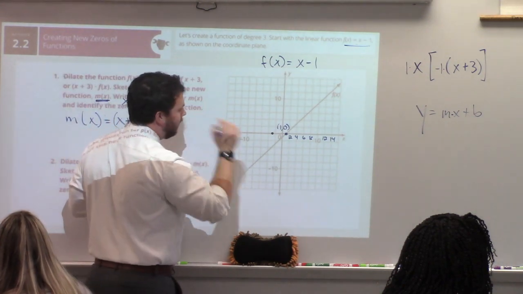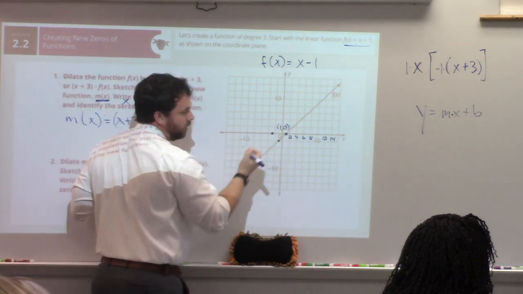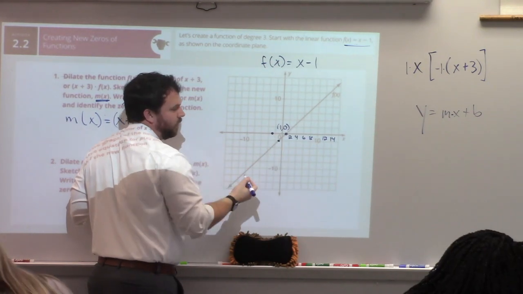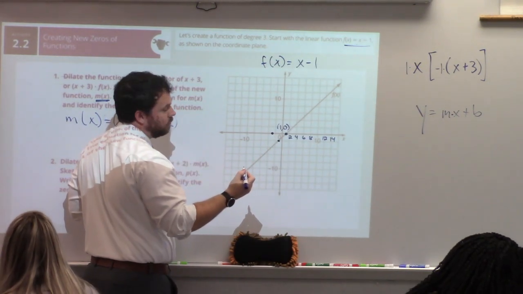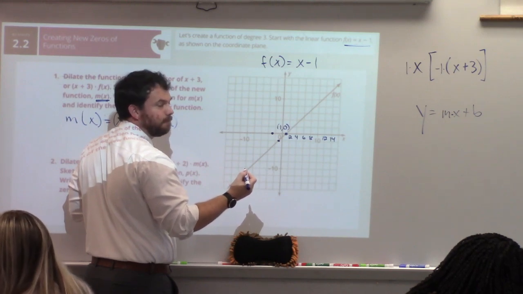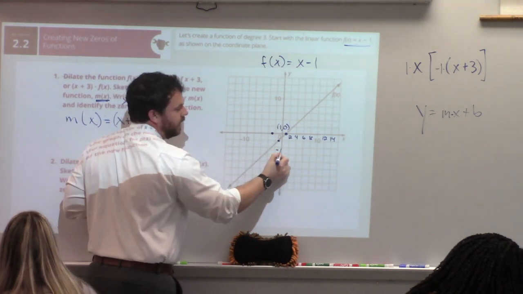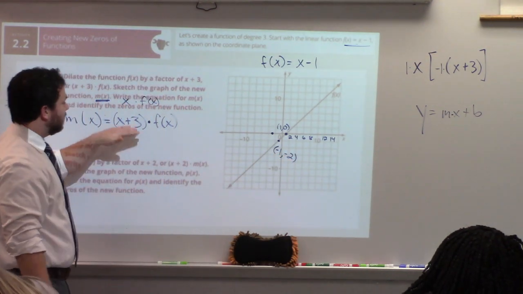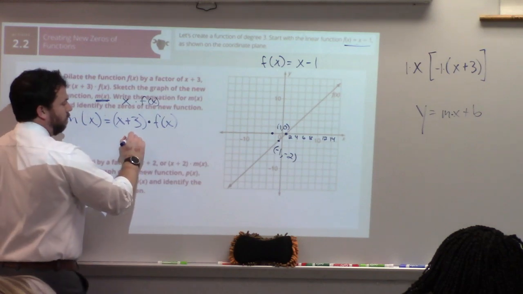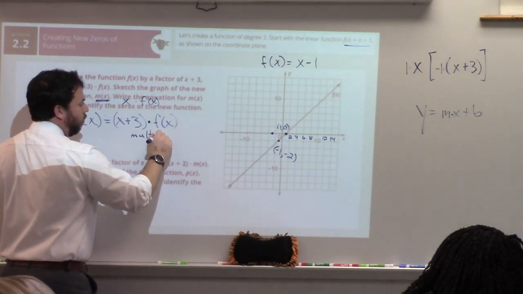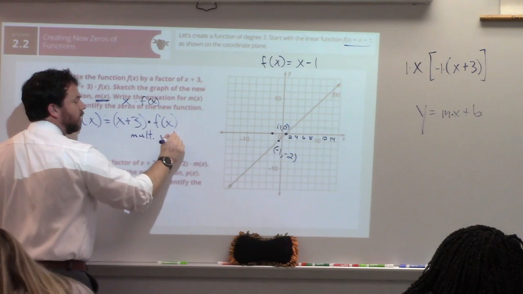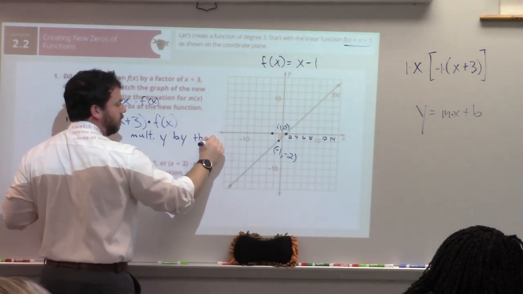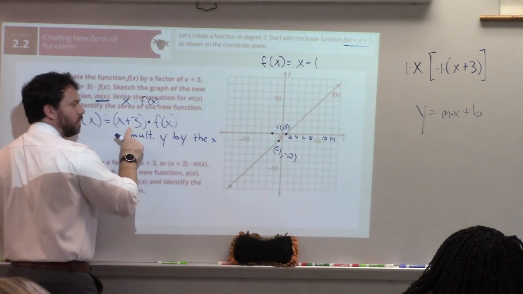So I'm just going to look at this one right now, because notice that's in between my zeros. First off, what is that point? Negative 1 is the x, negative 2 is the y. Remember, what this is literally saying is multiply y, that's what f of x is, by the x value. What's happening to the x value though? Plus 3.